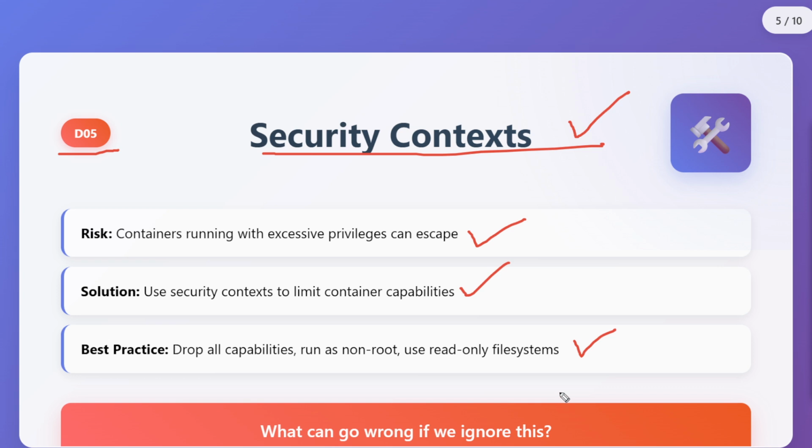And coming to what may go wrong if we ignore the security context: by ignoring it, containers may access host resources and modify the file system which has sensitive data, escalate the privileges, and lead to a full system compromise also. Okay, so that is all about security context.